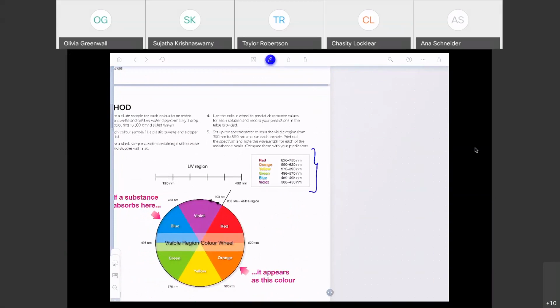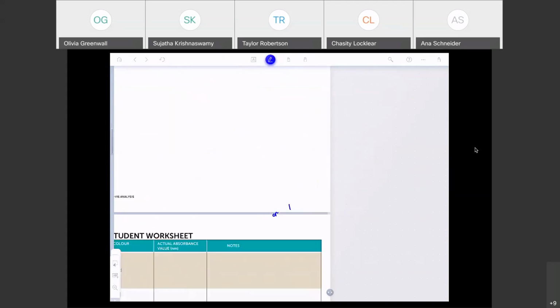Those are the color ranges, your UV vis. Keep in mind, your UV can start from 100 nanometers, but we don't really study from that. We go from 200 to 400 nanometers as our UV. Then keep in mind 400 nanometers to 800 nanometers is your visible. So if your substance absorbs in blue, the complementary color is what you'll see. This is important. We'll come back to this quite a bit.